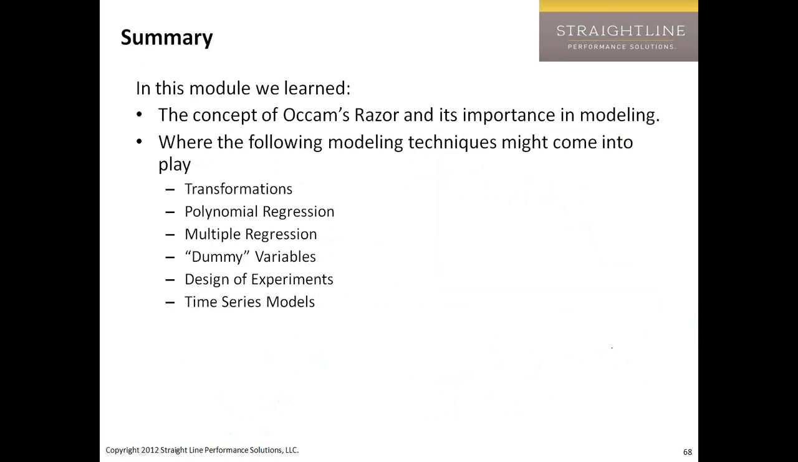All right. Well, we've covered Occam's razor, and we've covered some of the potential issues, mainly the idea that correlation does not mean causation. But we've also covered very briefly what a lot of these techniques are: the transformations, when you might use polynomial regression, multiple regression, dummy variables, when you might design an experiment, and a time series model. As we go through the course, we'll cover these in more detail.